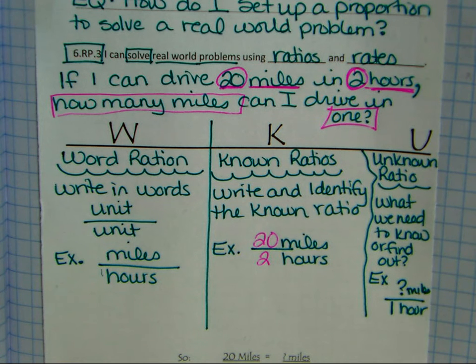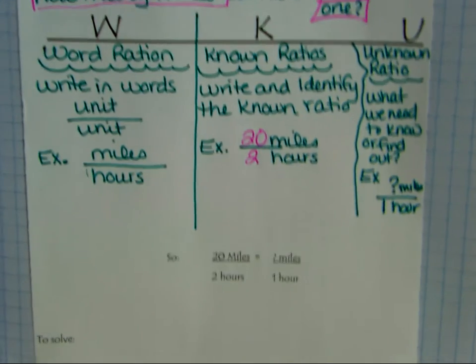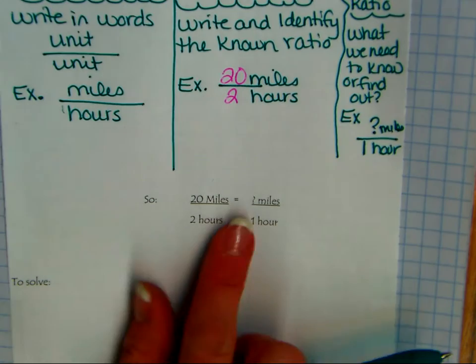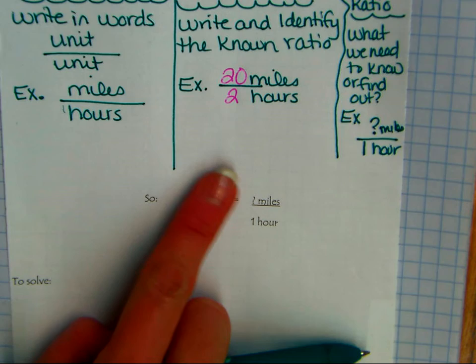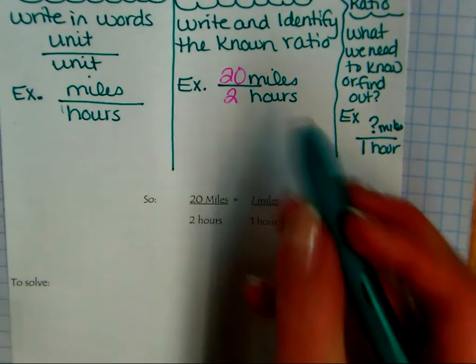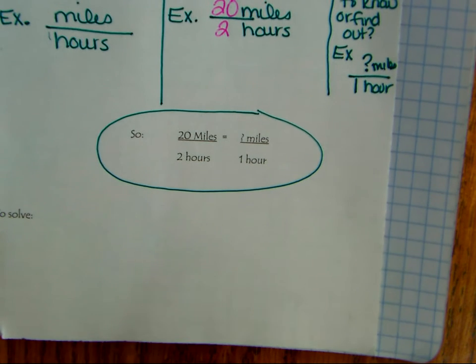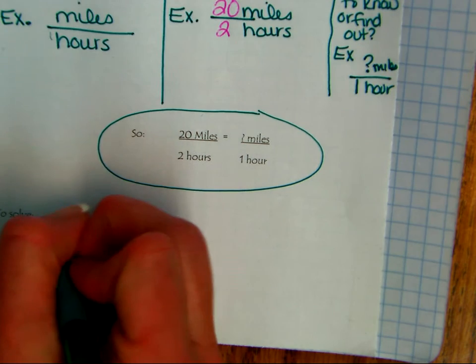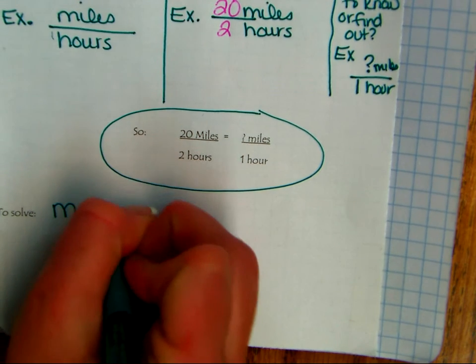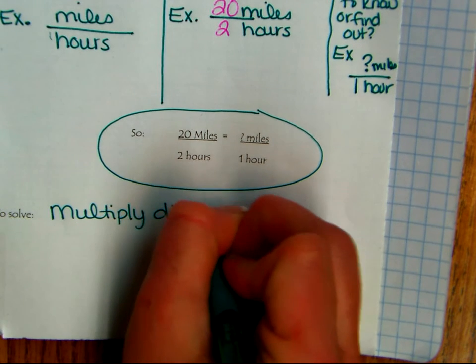So now the next question is going to be, using that, we're going to set these two proportions up, the one that we created here and the one that we created here, and it looks like this. Okay, so now that we figured that out, we need to go through the process of solving. To solve, you are going to multiply diagonally, just like we did yesterday.